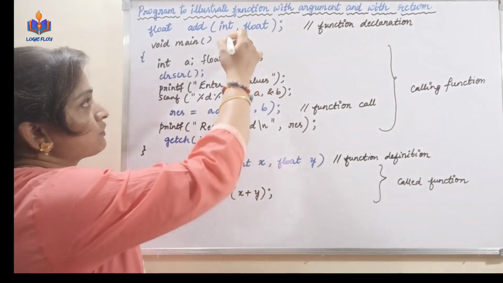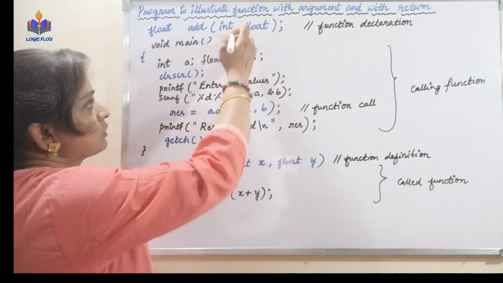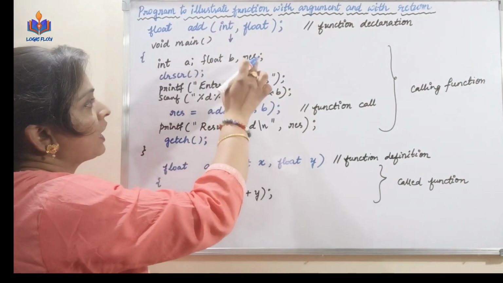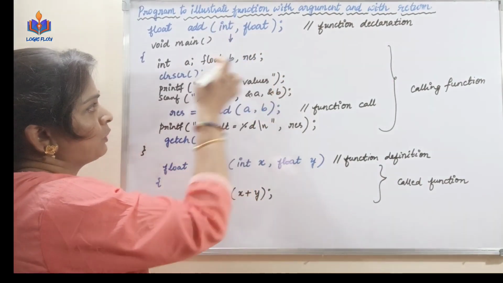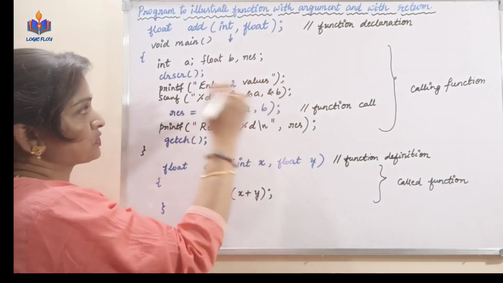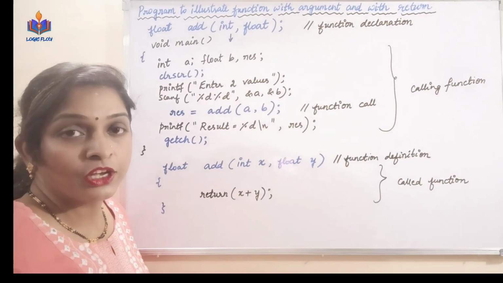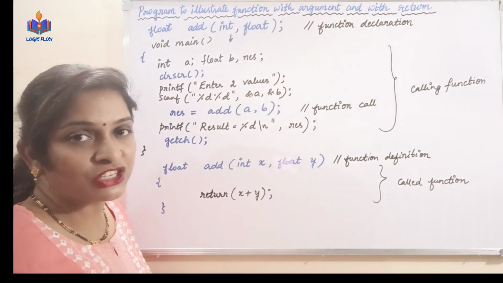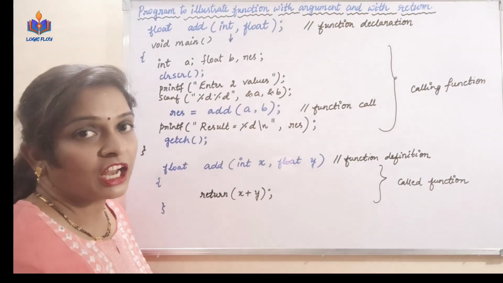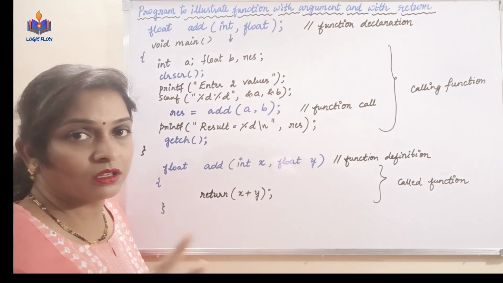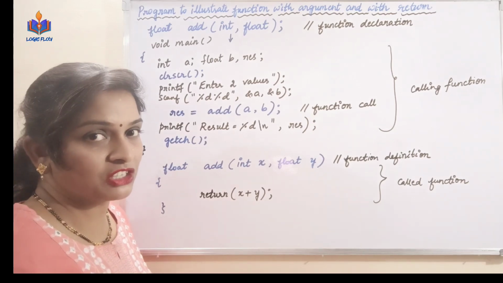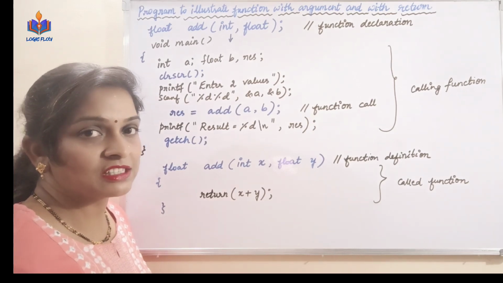Execution starts from the main program. Inside main, we have totally 3 variables declared. You can also write them on the next line, no issues. So int a, float b, res. We are taking two inputs, one of integer type and the other of float type, and we perform the addition of two different data types. One is integer, the other is float. So obviously the result will be of float type.